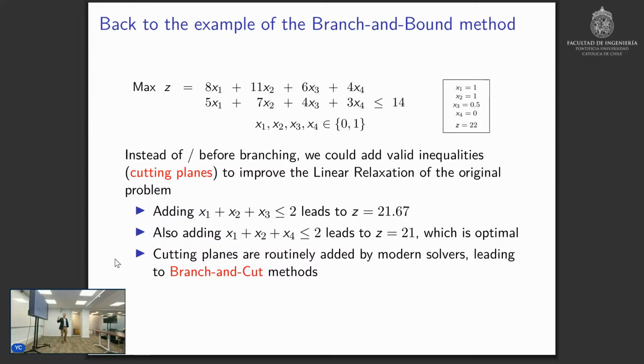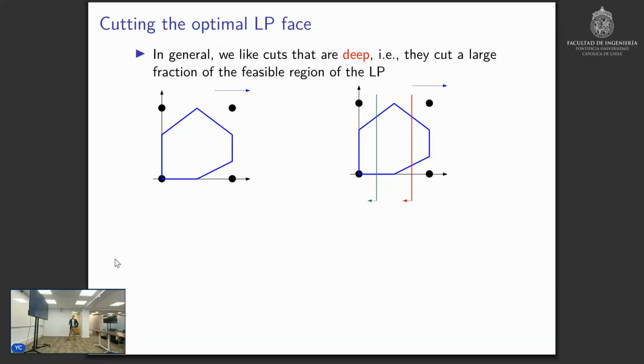And this is the spirit of the cutting planes. You are at the root node, and then you add these cuts that do not chop off integer solutions, and then you resolve the LP and see what happens. Like how much did you improve the bound there? And this is the branch and cut method instead of just branch and bound.